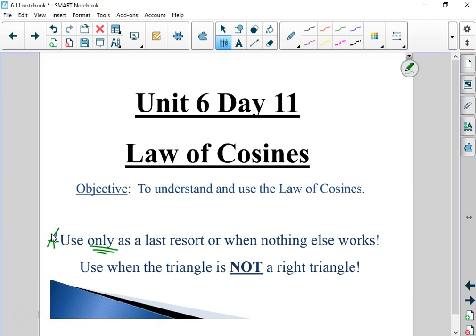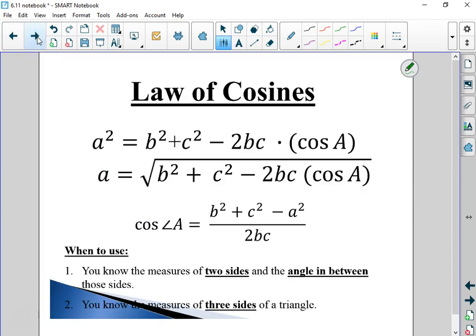And only when it's not a right triangle. And you're going to see why. So there's going to be a lot of reading over the next couple pages. I'm going to hit pause just so you can read, and then you can continue when you're done reading the pages. There it is.